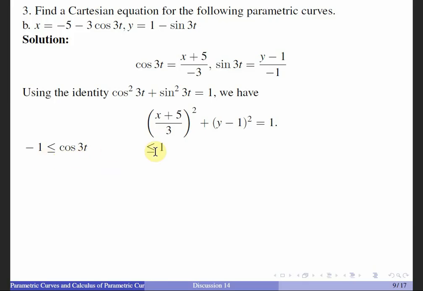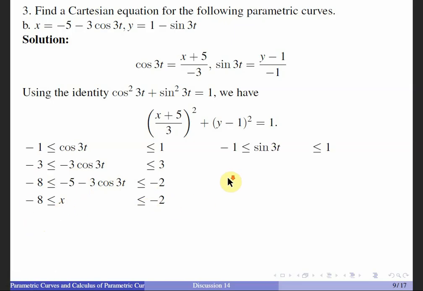So okay, let's start. Cosine 3t is between negative 1 to 1 inclusive, and then we add, multiply, or whatever so that we can arrive at this expression. So let's multiply both sides by negative 3. Once you multiply by a negative number, the direction of the inequality reverses. So when you multiply negative 1 by negative 3, this becomes a 3, the upper bound, and then 1 times negative 3 becomes negative 3, the lower bound. And then we add negative 5 to all sides, so we have negative 8 less than or equal to negative 5 minus 3 cosine 3t less than or equal to negative 2. Okay, so this is x. So you know that x is from negative 8 to negative 2 inclusive.